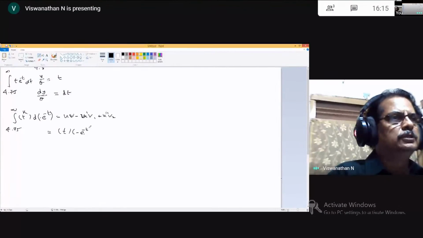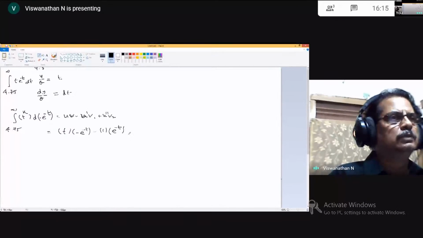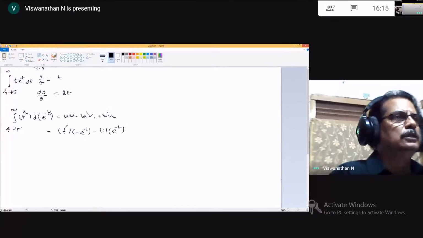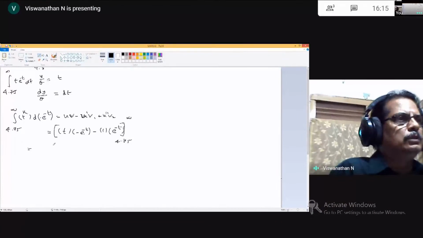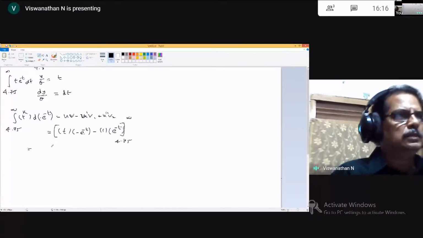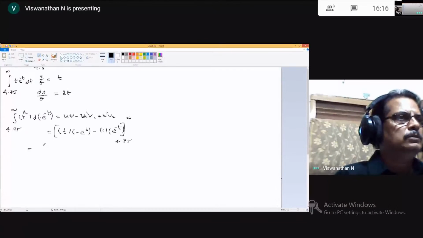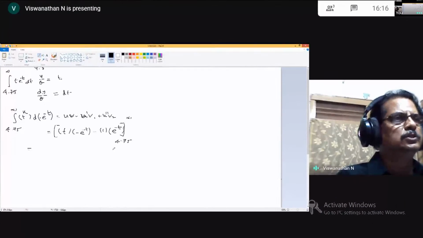In our case t is u, and then minus e power minus t is v. When you differentiate t we will get 1. When you integrate e power minus t, you will get minus e power minus t. One minus will come, that will offset the minus one. The next term will vanish because if I differentiate one, it is 0. This value is over 4.75 and infinity. We can substitute this. There is a minus sign common in both, so I can take that minus sign outside and interchange the limits.